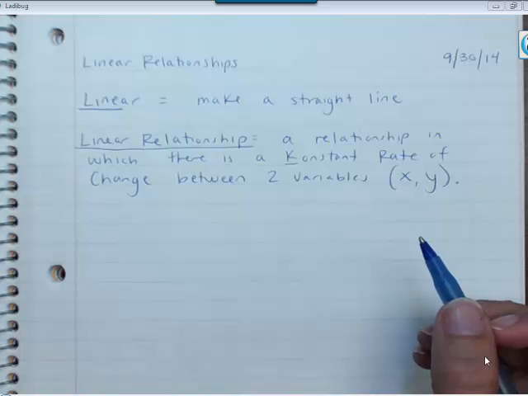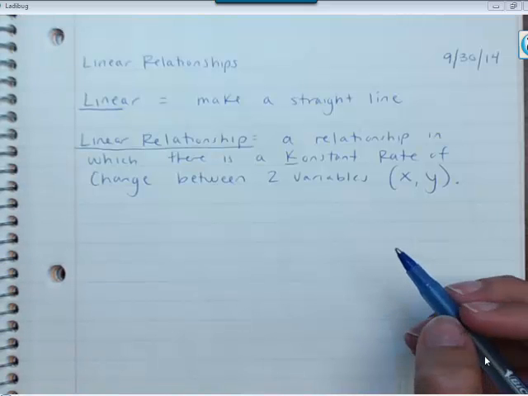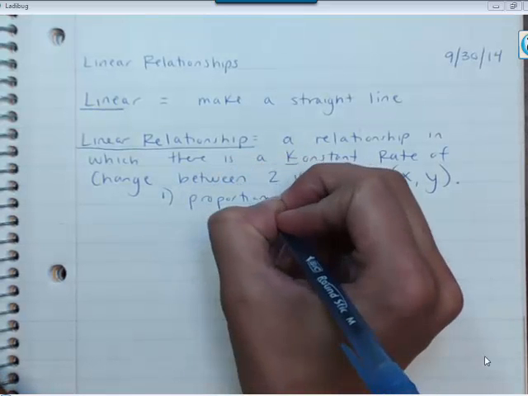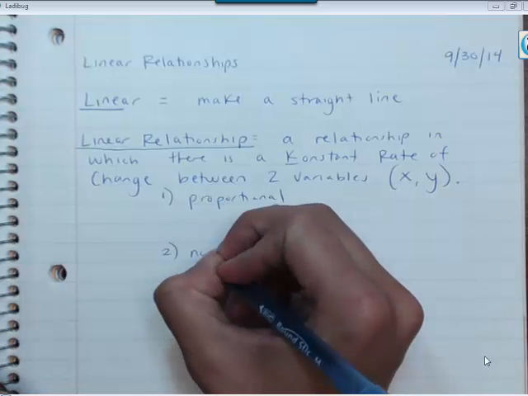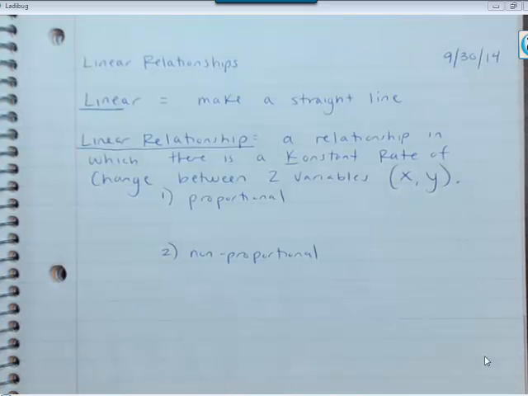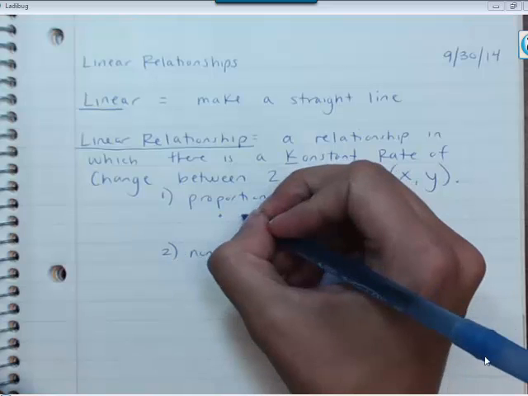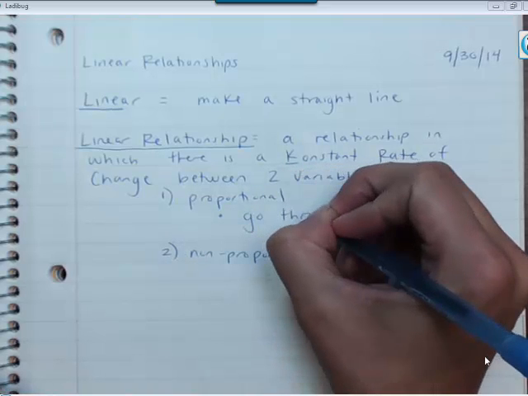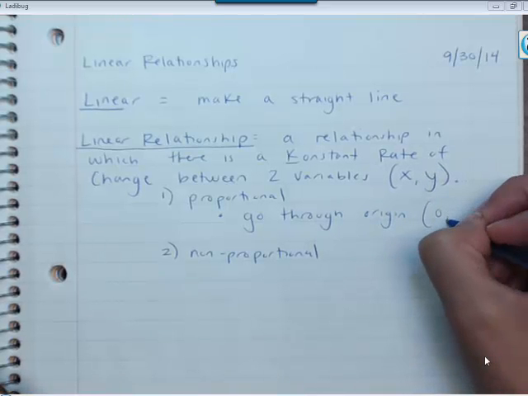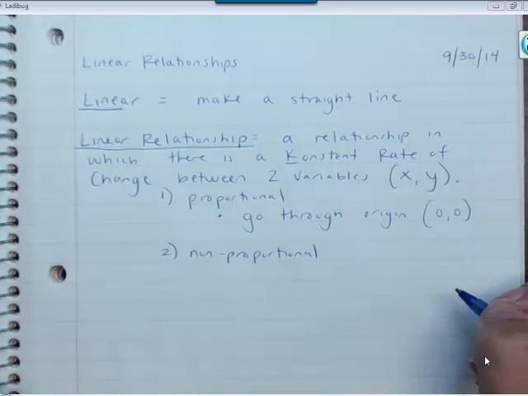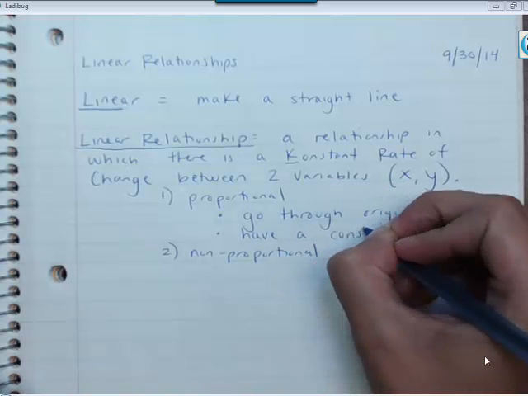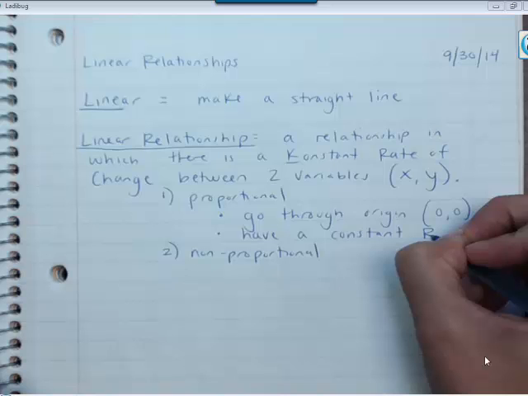Now, a lot of you guys are getting confused with linear and proportional. A linear relationship can either be proportional or it could be non-proportional. So all linear relationships are either one of these. Now, proportional means two things. It has to go through the origin, which as a coordinate is going to be (0, 0). And it has to have a constant rate of change. I'm going to put ROC for rate of change.